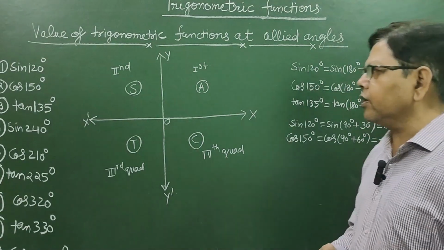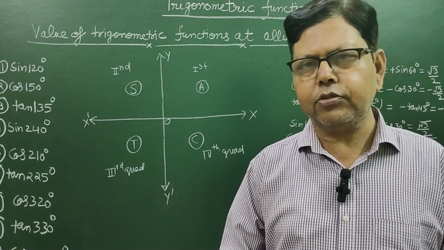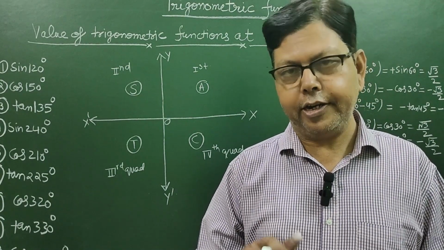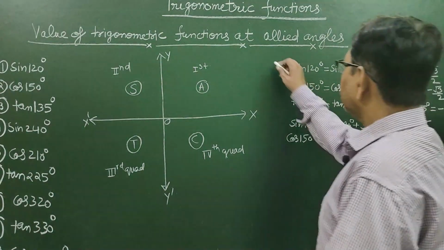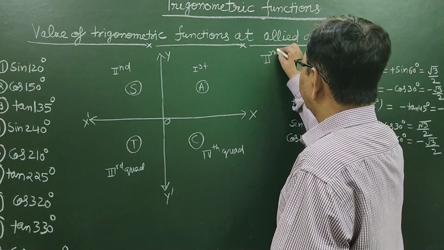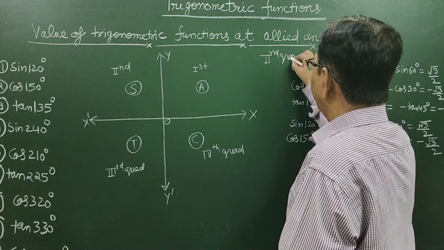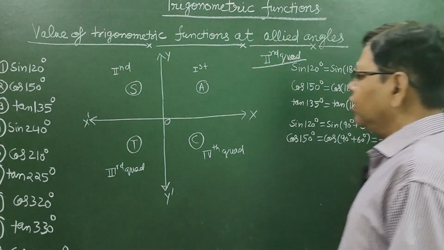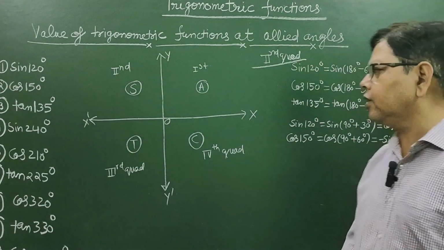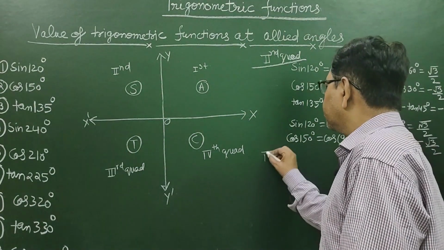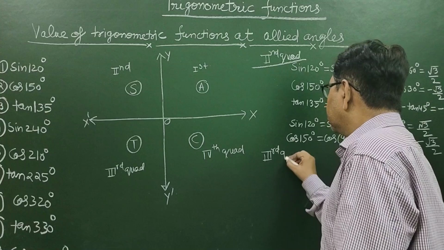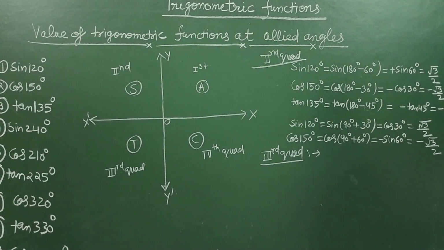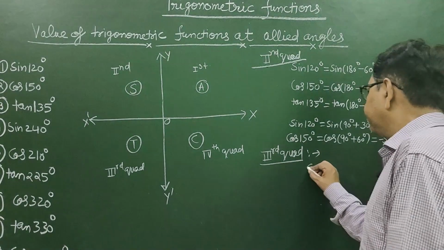So these were the values of the trigonometric functions which lie in the second quadrant. So these were the angles in the second quadrant. Now let us consider some angles in the third quadrant. For example, if I consider sine 240 degree, third quadrant, sine 240 degree.